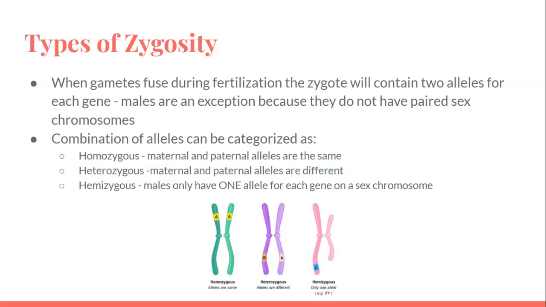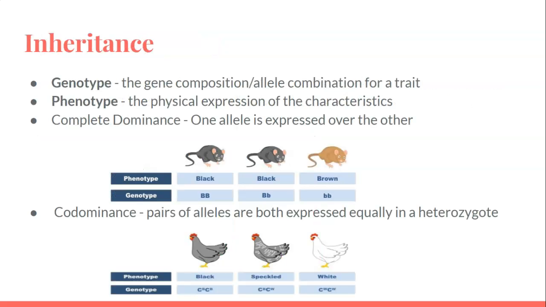Males do have an exception because they don't have a paired sex chromosome, right? You only get one X and one Y, but those are not the same size or shape, so they are not perfectly paired homologous chromosomes. You can categorize combinations of alleles in three ways: homozygous, meaning that the alleles are the same; heterozygous, meaning that the alleles are different; and hemizygous, which is what you would call a male for their sex chromosomes because they only have one allele for each gene on a sex chromosome.